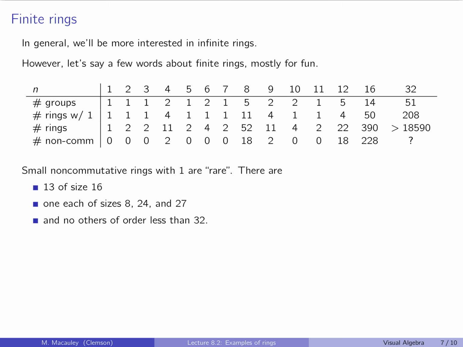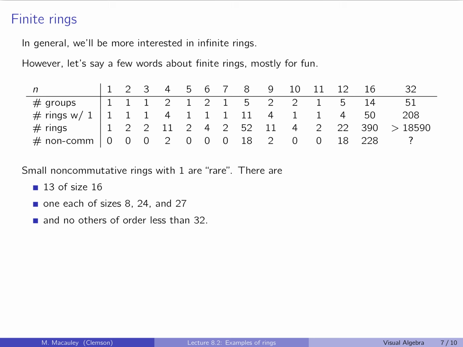So there's just not many non-commutative rings in general, except for things where there's a power of 2 here, or 12 has a square that divides it. And notice how the vast majority of rings do not have unity. So there's 50 rings of order 16 with unity, but there's 390 without unity. So I think that's interesting.